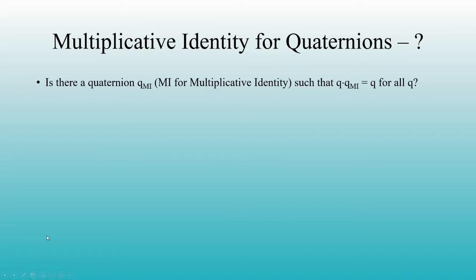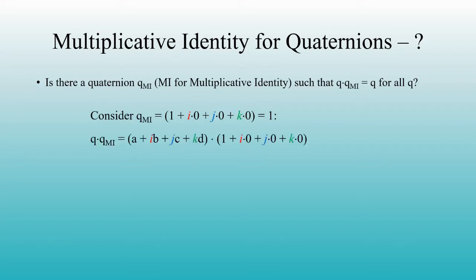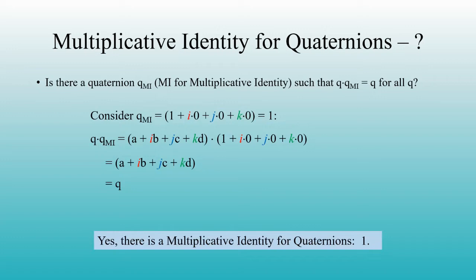What about the multiplicative identity for quaternions? Is there a quaternion Q sub mi such that Q times Q sub mi equals Q for all Q? Well, probably. Let's consider Q sub mi equals 1, essentially. Okay, because things have gotten a little weird, let's go ahead and multiply it out just to be sure. You get this, which is in fact Q for an arbitrary Q. So, yes, there is a multiplicative identity for quaternions, and it doesn't matter what anti-cyclic rule you pick for cross-multiplying the IJK terms.